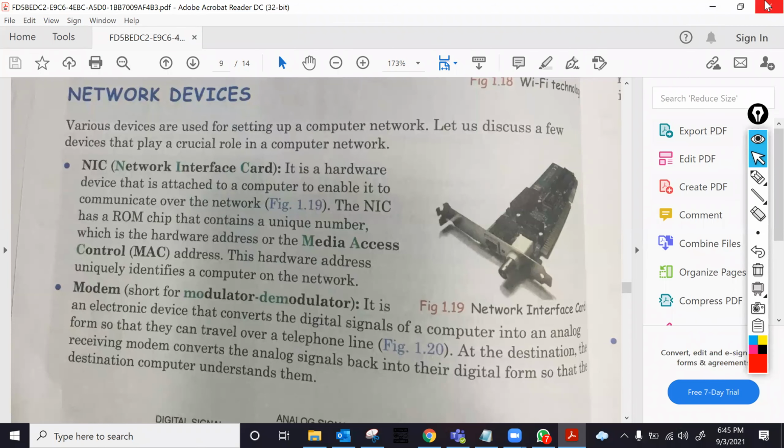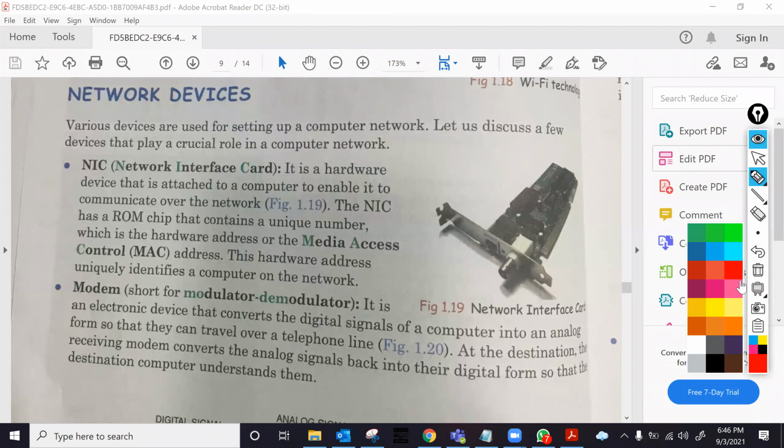So we will see what they are saying. It is a hardware device that is attached to the computer to enable it to communicate over the network. The NIC has a ROM chip that contains a unique number, which is the hardware address of the media access controller. This hardware address uniquely identifies the computer on the network. This is the important part of the NIC.